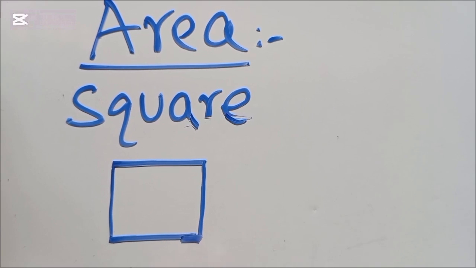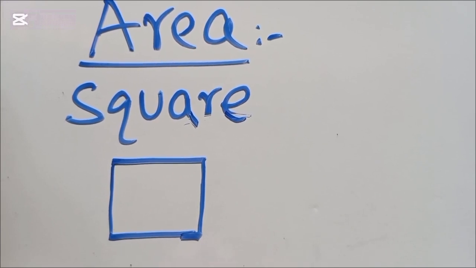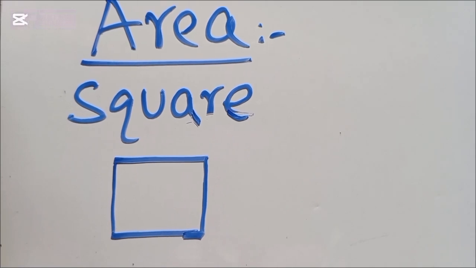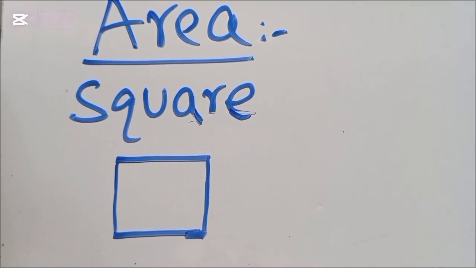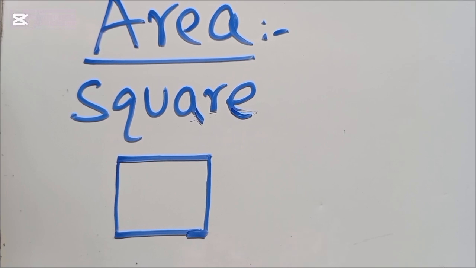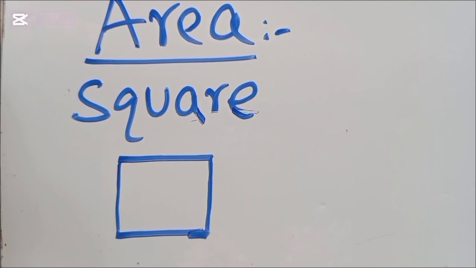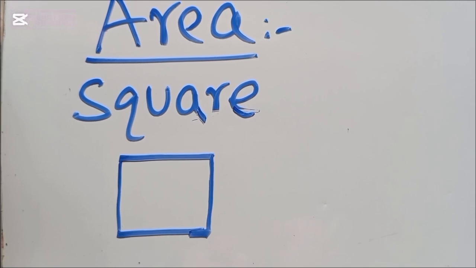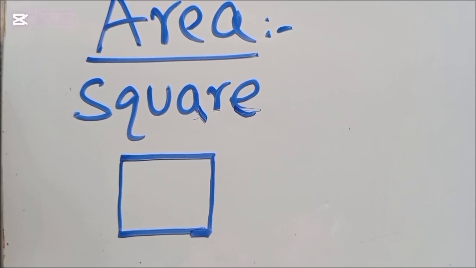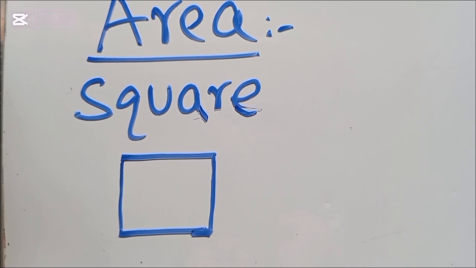Now let's discuss the area of the square. Again, a square has all equal lengths. So the area will be, again you know that area is the product. It's not the sum, it's the product. And it's the product of only 2 sides. So let's discuss what the formula of the area of a square will be.